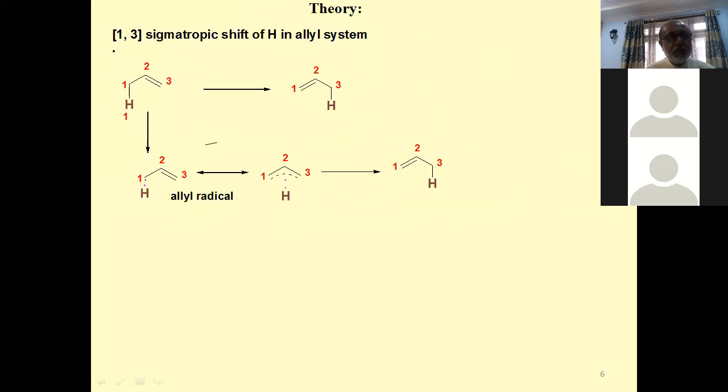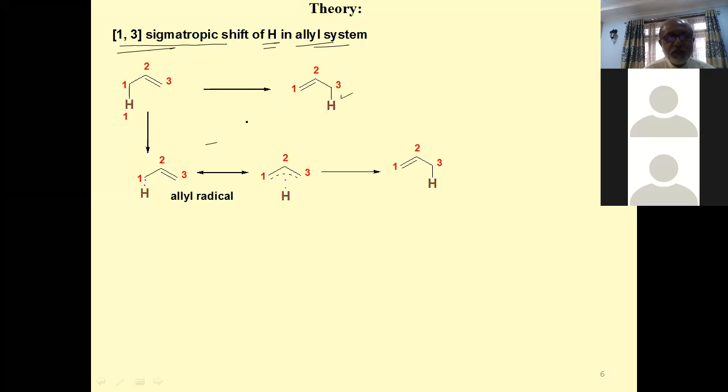We take an example of a 1,3 sigmatropic shift of hydrogen in an allyl system. With this one, we understand the theory. Okay, this is the example. So what is going to happen here? This is the allyl system. This hydrogen is going to break the bond and the hydrogen will migrate here. You may say that we are getting the same product.